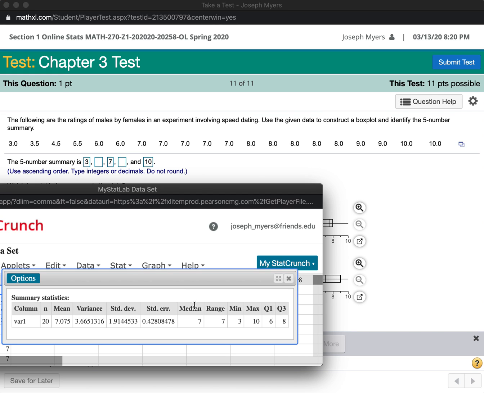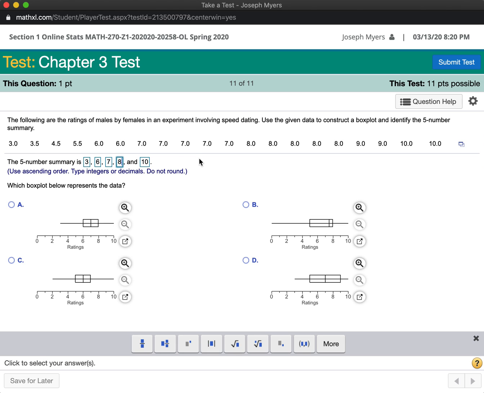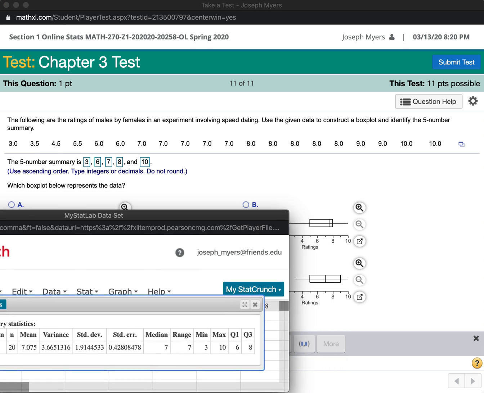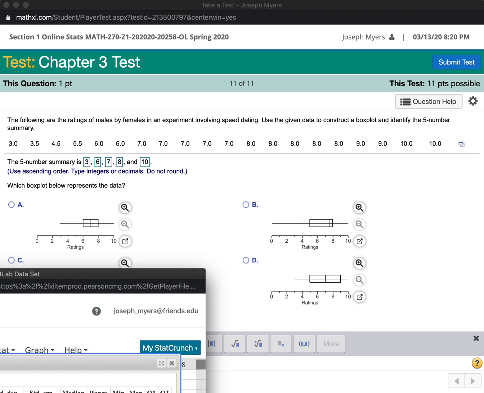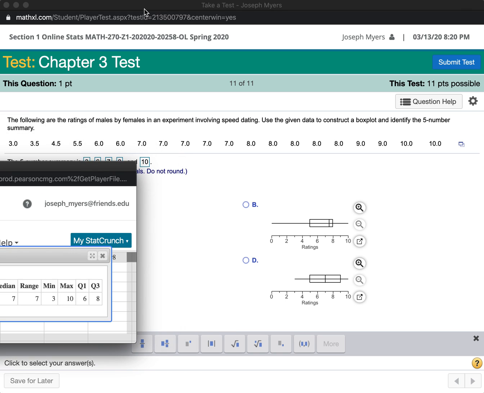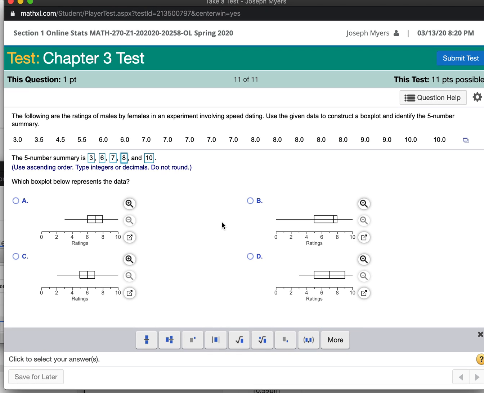Then the middle of the first half of the data, that's called Q1, that's 6. And then the middle of the second half of the data is called Q3, and that's 8. So those are those 5 numbers. Then a box plot shows the median, 7, and then a little box going from 6 to 8. So we can make that with this program if we want to. Or we could probably even tell which one it is just by looking. So 7 is right there, so it could be that one.